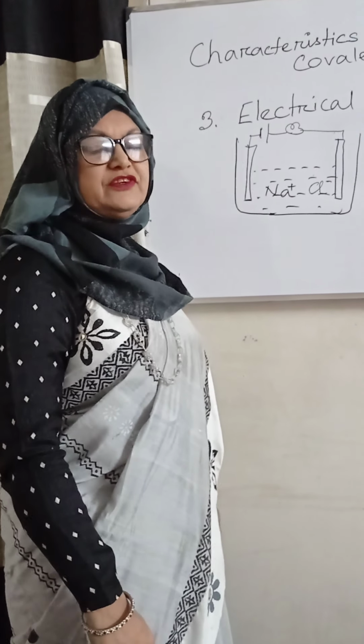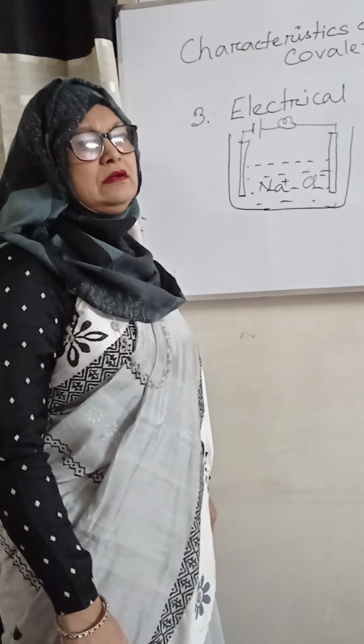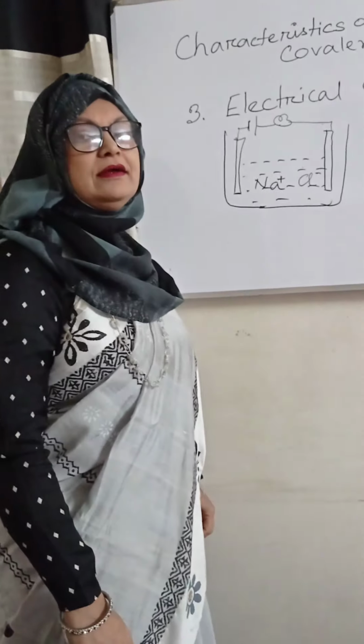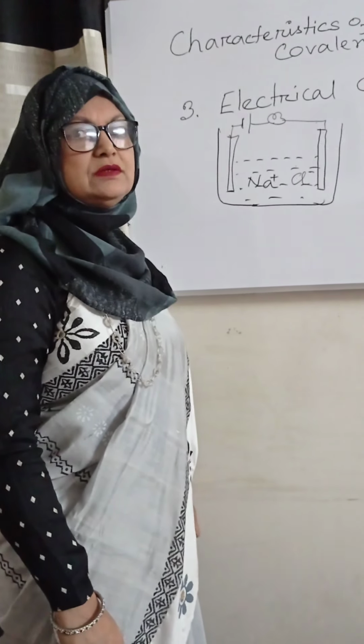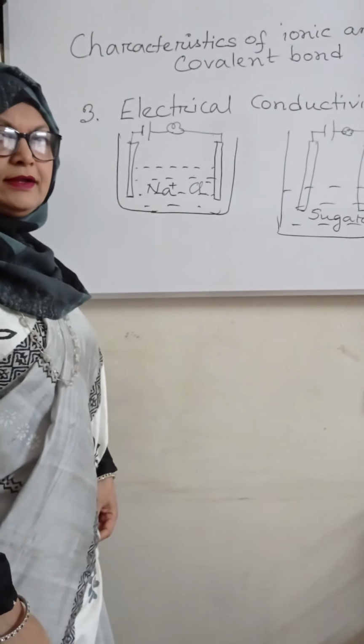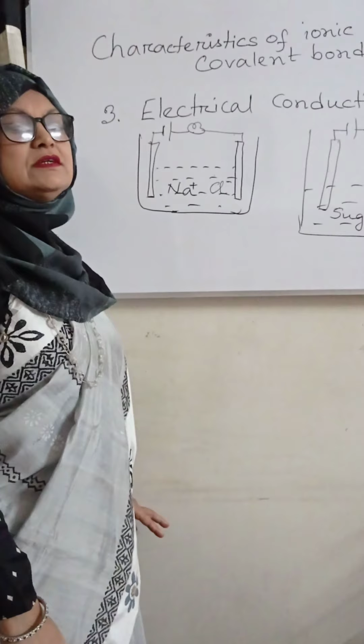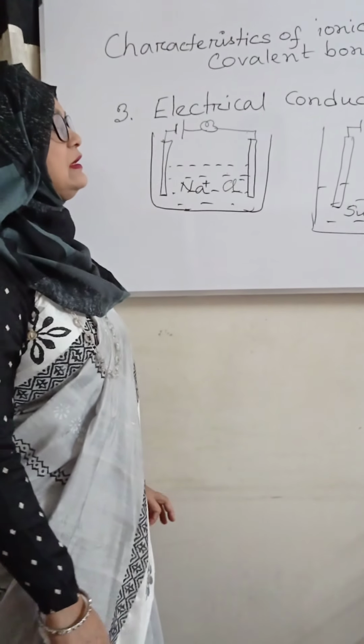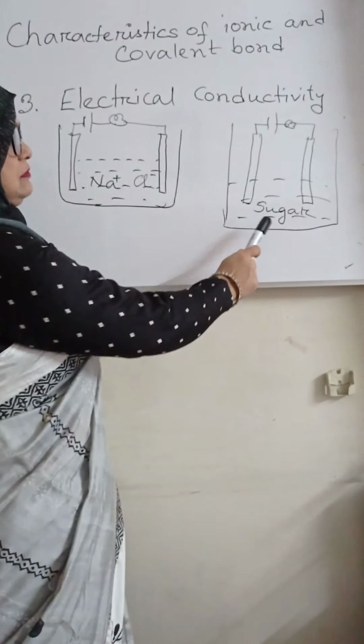For electrical conductivity, we need the dissociated positive and negative charges. On the other hand, covalent compounds do not have any dissociated positive and negative charges, so they cannot conduct electricity.